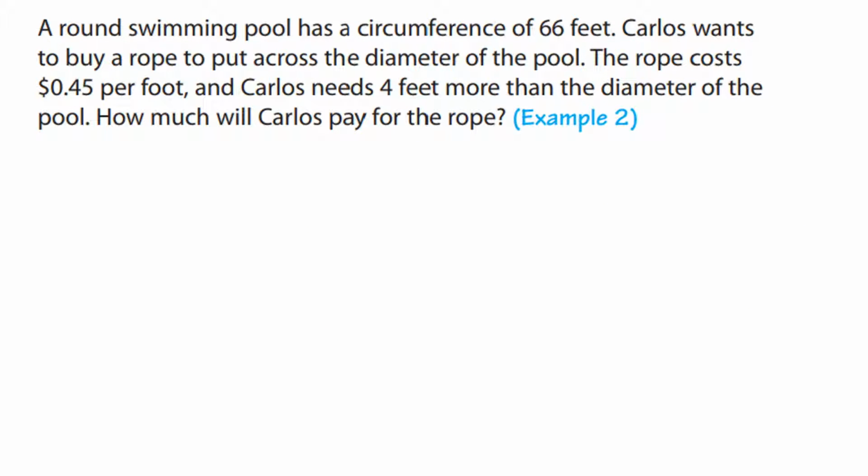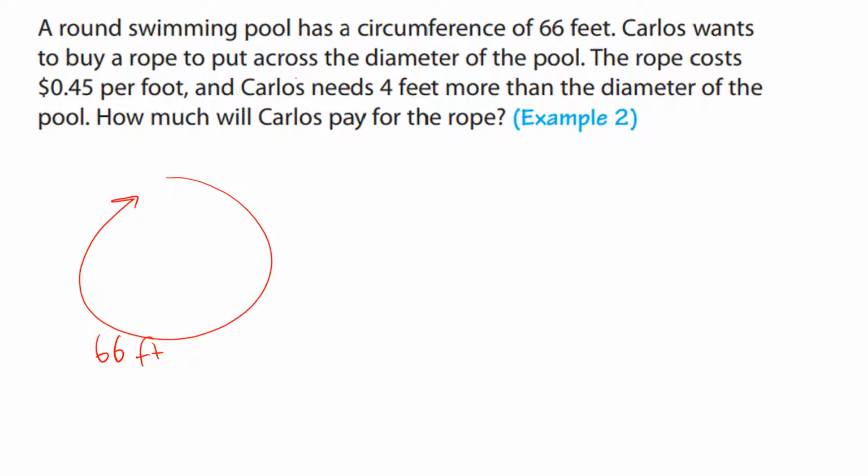Okay, and this one, a round swimming pool has a circumference of 66 feet. So going around that pool is 66 feet. Carlos wants to buy a rope to put across the diameter of the pool. Carlos needs 4 feet more than the diameter of the pool. How much does Carlos pay for the rope? So, 66 feet, and he wants to go across the diameter.